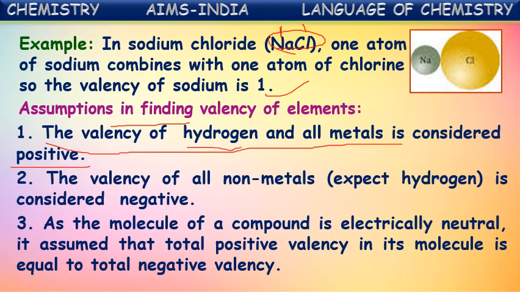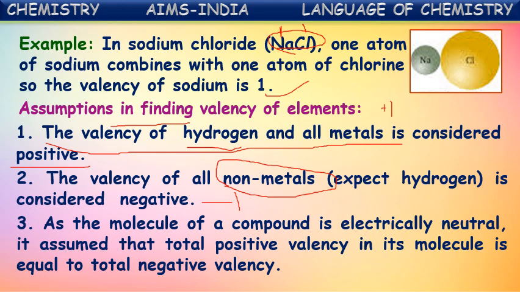When it is combining with non-metals, hydrogen's valency you should take as -1. When combining with metals, hydrogen's valency will be +1. These are the assumptions. As the molecule of a compound is electrically neutral, it is assumed that the total positive valency in its molecule is equal to the total negative valency.